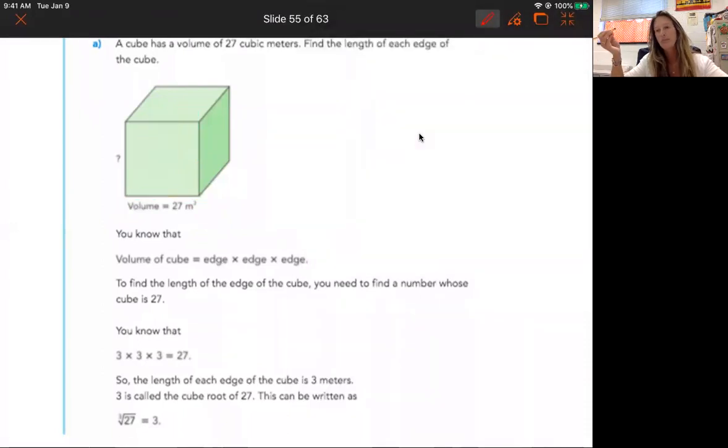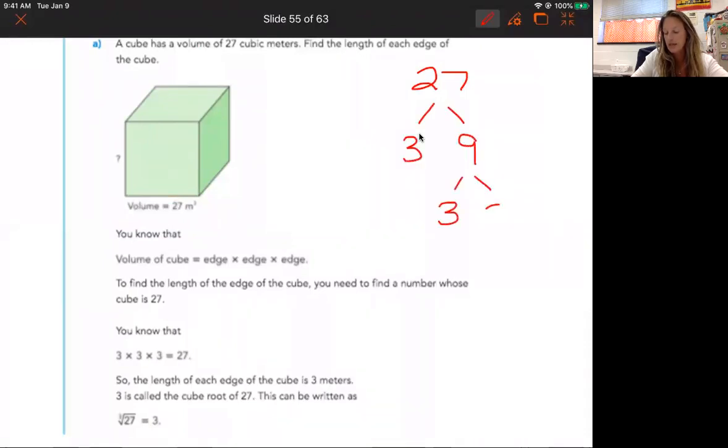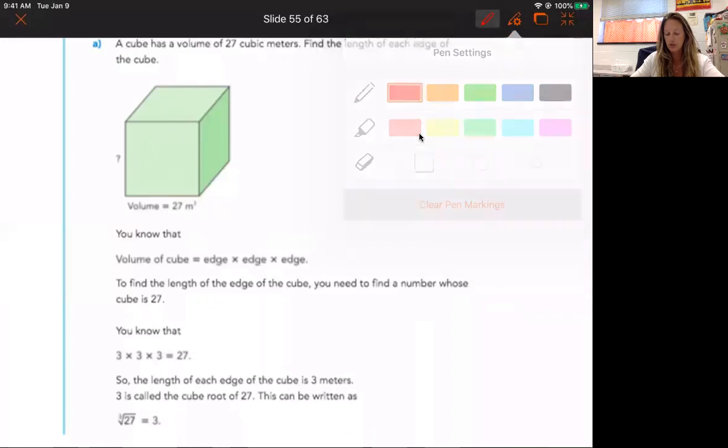If you don't know your math facts, you could also do your prime factorization, and this is where your prime factorization is really going to help out. So I know 3 times 9, and I do 3 times 3. Again, it needs to be split up into 3 equal groups in order to get to 27. Well, there's my 3 equal groups, 3. So again, my cubed root of 27 would be 3.